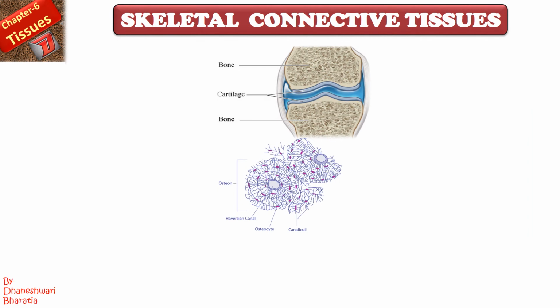Now let's talk about the next connective tissue, that is skeletal. Skeletal means it is related to the skeleton. We know what the skeleton is made up of? Yes, bones, right? So here we are going to talk about bones and cartilage.